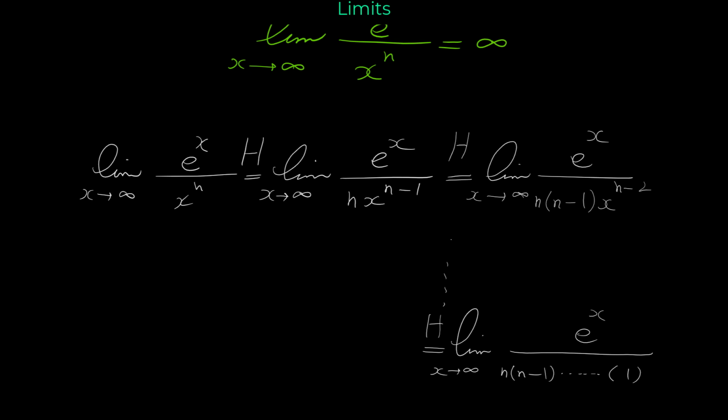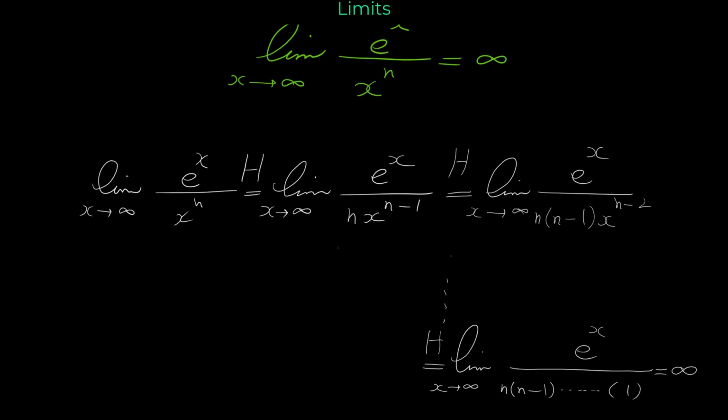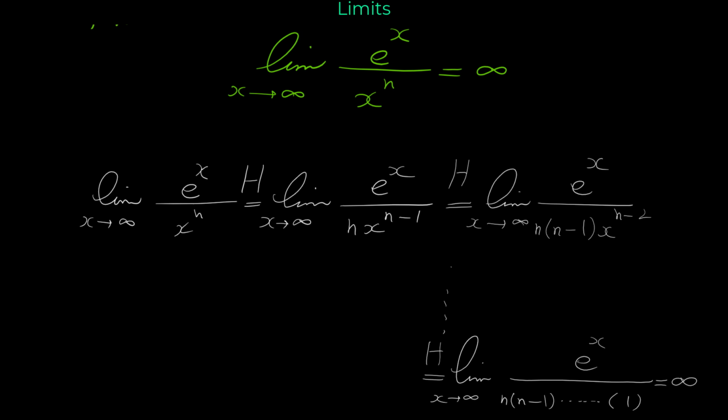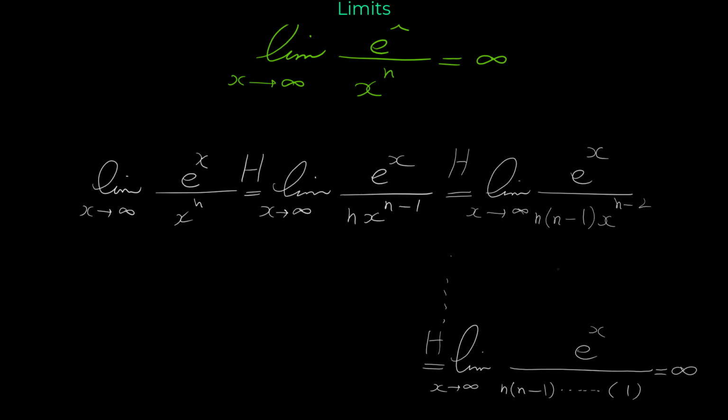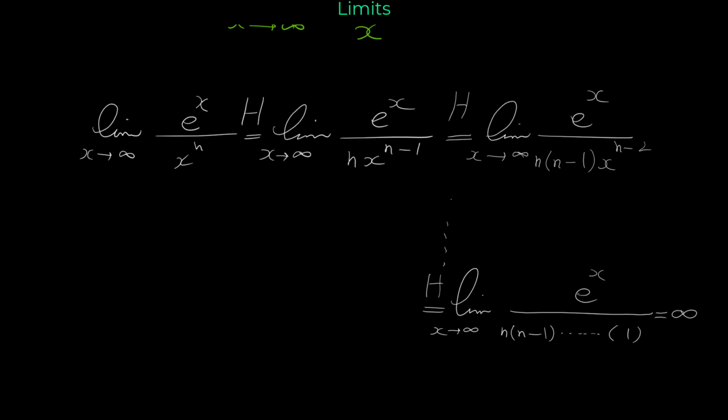Now, when x approaches infinity, the numerator is infinity and the denominator is a number. So infinity over a number is infinity. And this completes the solution of this question. So the limit of e to the x over x to the n when x approaches infinity equals infinity.